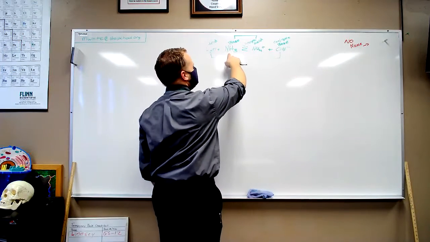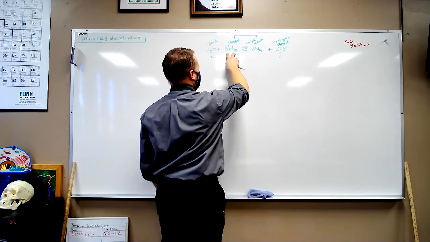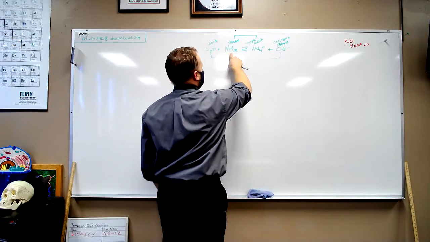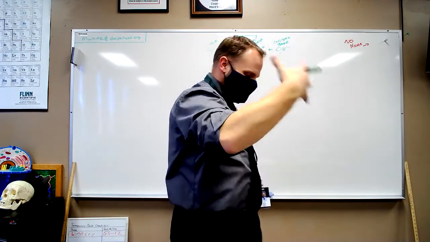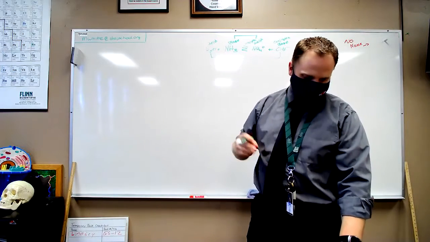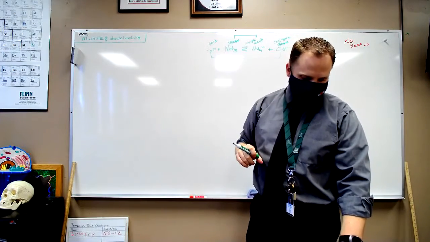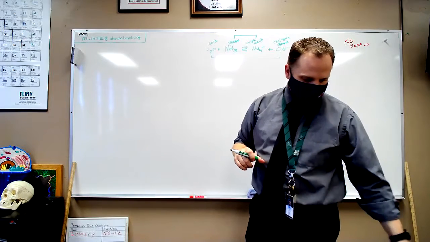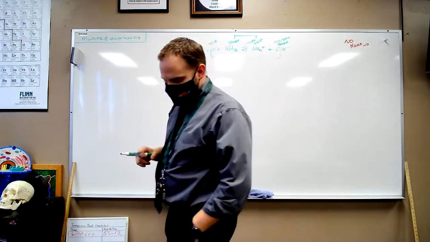So the Bronsted-Lowry model is able to explain why ammonia is a base, even though it doesn't have that hydroxide ion in order to donate. Okay.